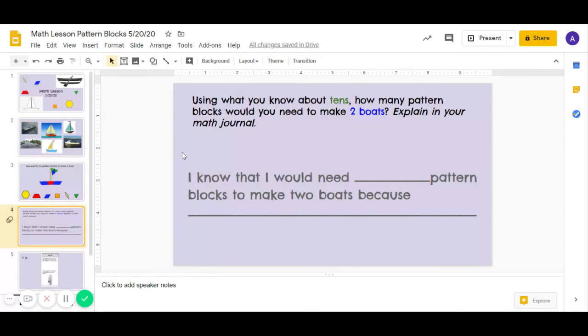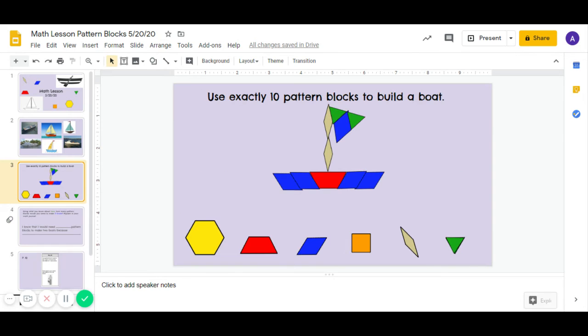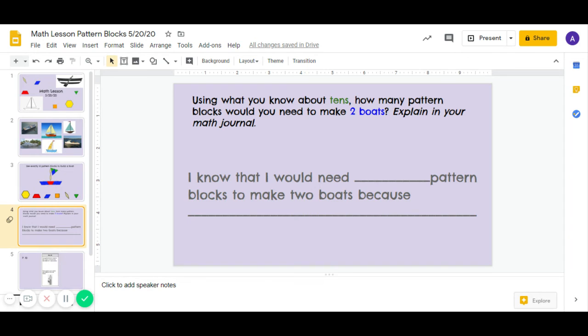Now, in your math journal or on a piece of paper, you are going to answer the following question and upload to Canvas or send a picture to your teacher. We just made one boat using 10 blocks. So, using what you know about tens, how many pattern blocks would you need to make 2 boats? Explain in your math journal.